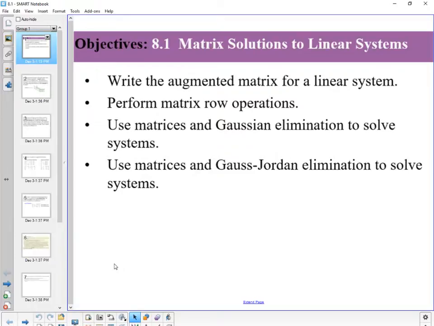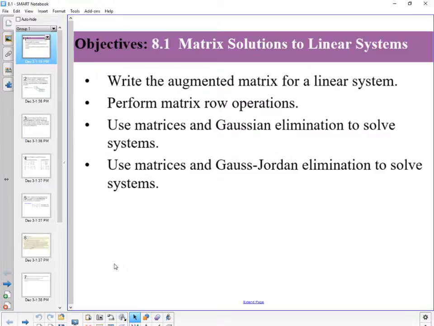Good. So 8.1, we're starting matrices. You guys remember systems of equations? We used to use elimination, substitution, that whole bit. Did I ever teach you how to do it with matrices? All right, so this is the unit where we actually do it with matrices.